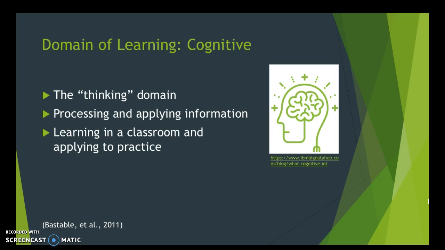So there are three different domains of learning, and the first domain that we're going to cover is the cognitive domain of learning. So when we think of cognition, we think of memory and knowing information, understanding, and this is the thinking domain. So when someone is able to process and apply information, that is the cognitive domain.